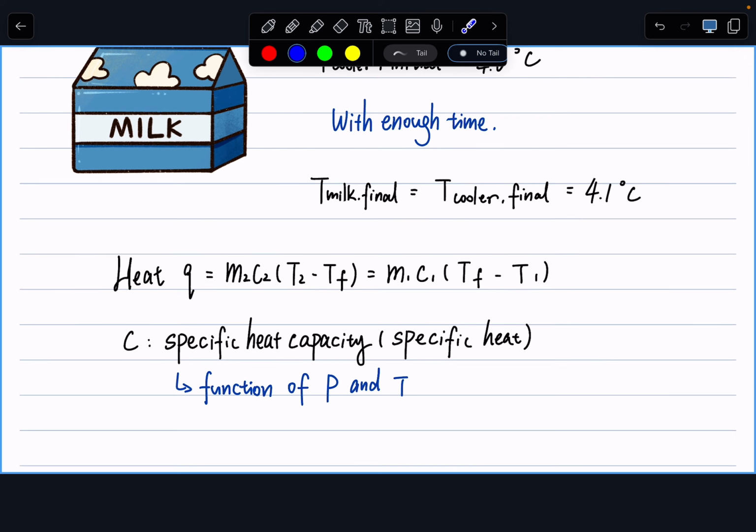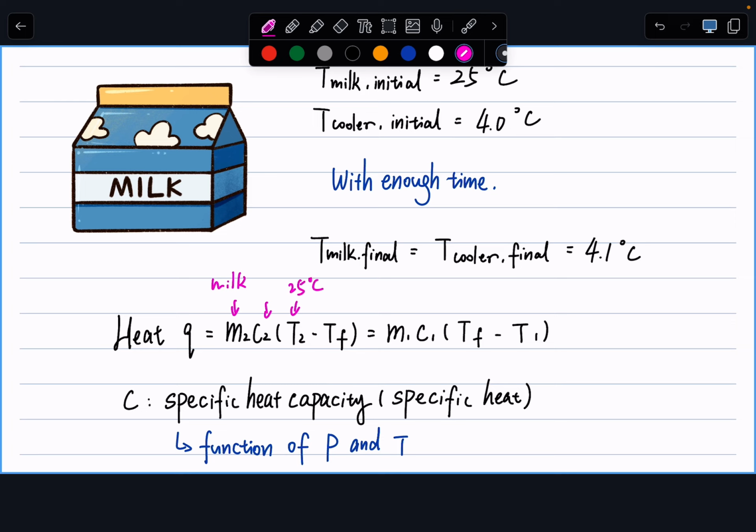In this case, we say that the heat will be equal to m2 c2, where the mass here is the mass of, say, the cooler. Wait, this one is milk because it's higher in temperature. And c2 is the specific heat of milk. T2 is the initial temperature, 25 degrees Celsius, and my T final is 4.1 degrees Celsius. And that's the amount of energy transferred from the hot cup of milk to the cooler.